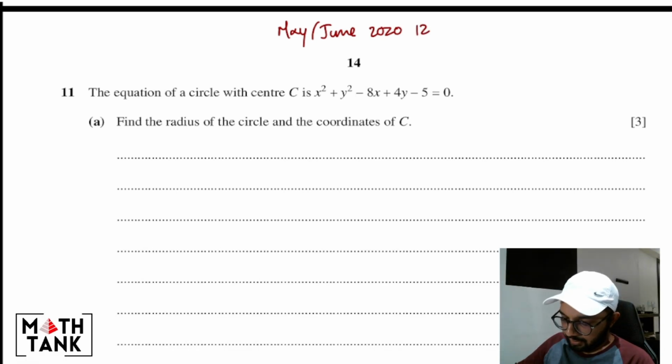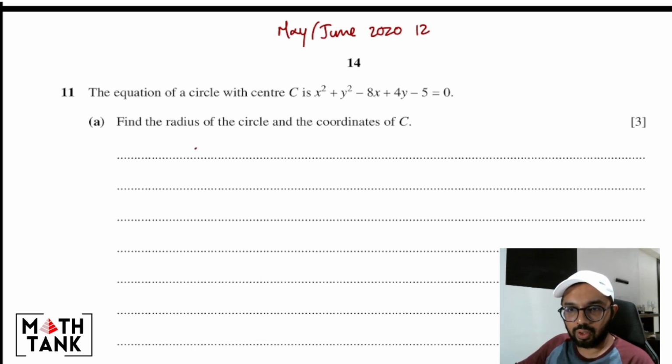Okay, the equation of a circle is this. Find the radius of the circle and the coordinates of C. C is the center of the circle. So what this question is asking me to do is to express this equation in standard form so that I can find out what the center is and what the radius is.